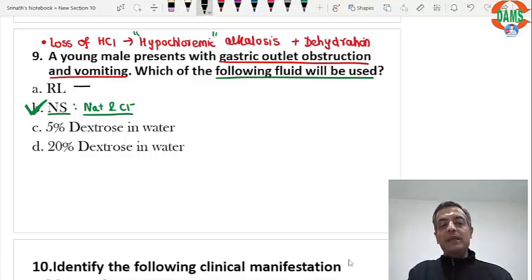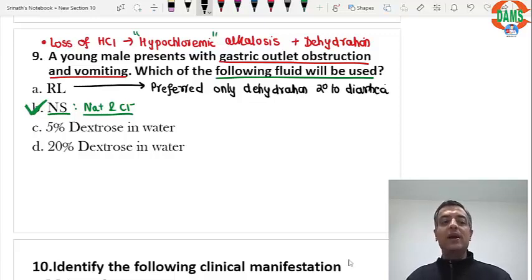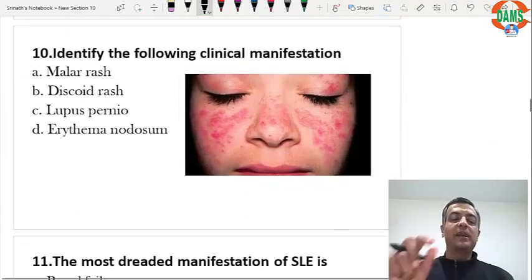RL would have been the correct answer, preferred when the patient is having only dehydration due to diarrhea. If there is only dehydration secondary to diarrhea, you may consider Ringer lactate solution. But in persistent vomiting, the loss of chloride also needs to be accounted for. Hence, normal saline is the best treatment.